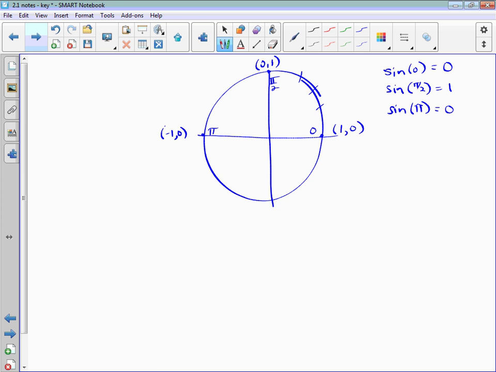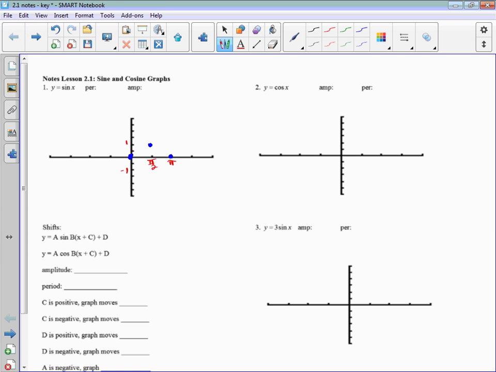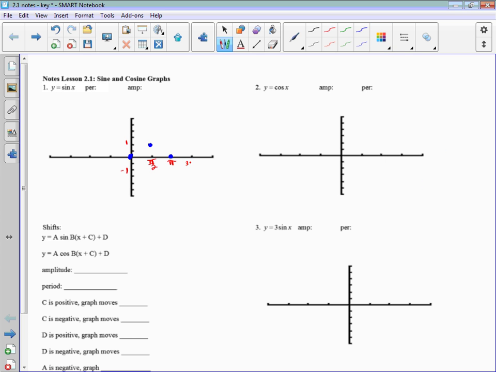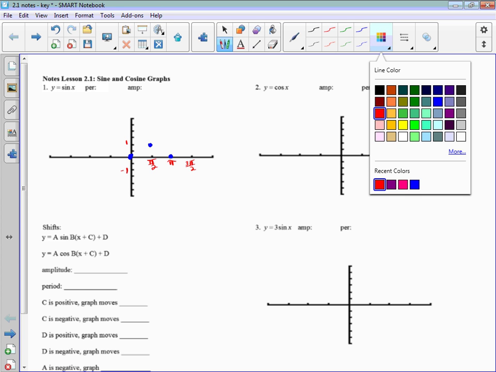All right, so back to my circle. Where am I going next? 3 pi over 2. Good. So the sine of 3 pi over 2, what do you think? So what that means for me on my graph is my next tick mark is 3 pi over 2. And I have a dot down at negative 1.